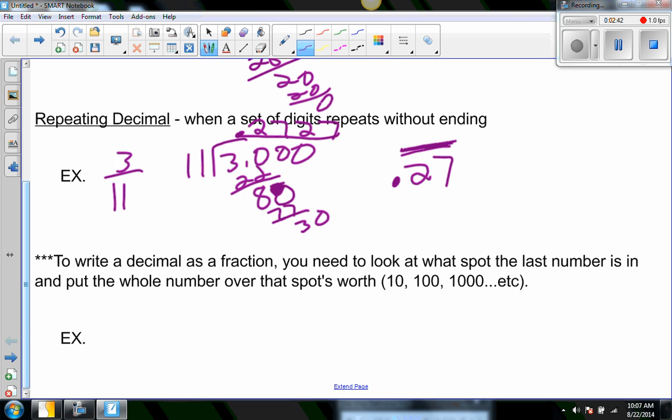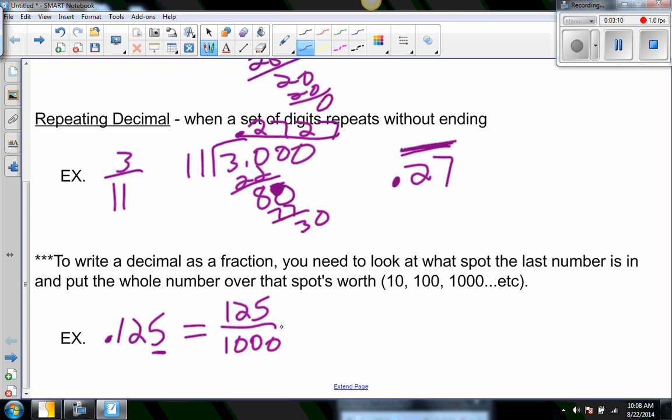So for example, let's say that I have 0.125. Well, I look at what spot the last number's in. 10th, 100th, 1,000th. So I write it as 125 over 1,000. And of course I can't leave it like that, because we can never leave it like that. You have to reduce.